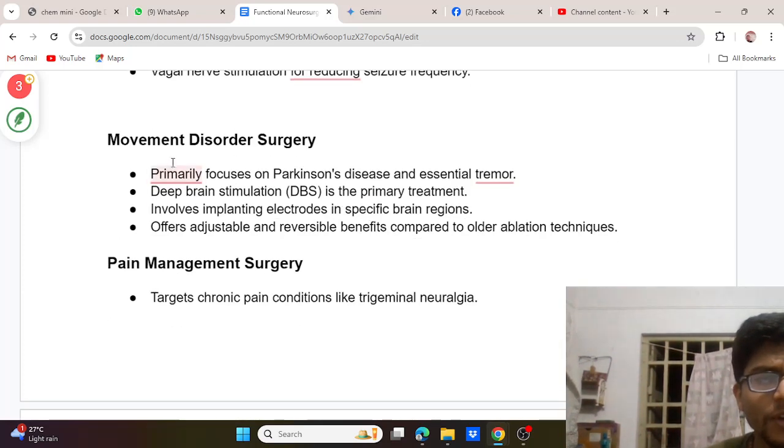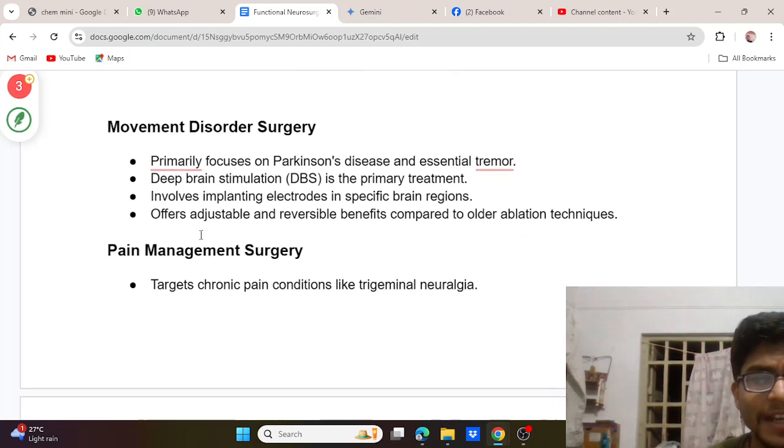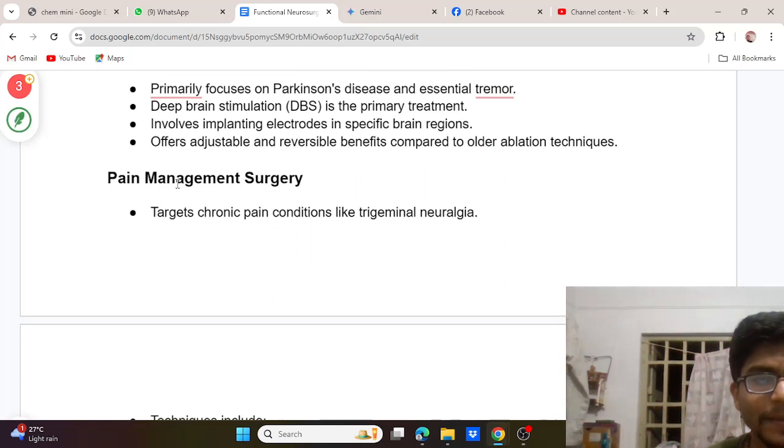Then we can use this for movement disorders, which primarily focus on Parkinson's disease and essential tremor. Here we use deep brain stimulation, which is the primary treatment, and it involves implanting electrodes in the specific brain region, and it offers adjustable and reversible benefits compared to older ablation techniques.